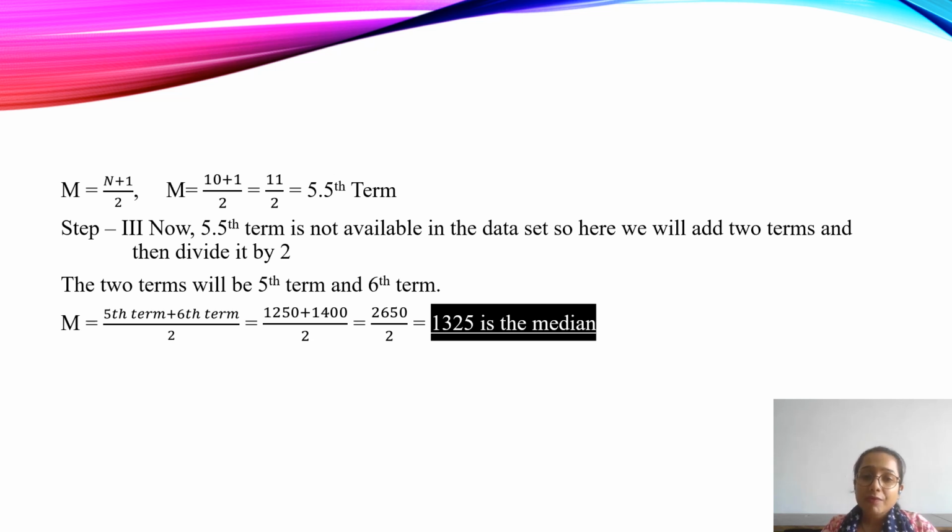Okay, so whenever you are doing any question where observations are even, there is this another step: you have to add the two terms between which the decimal number is coming. After that, you will get your answer.